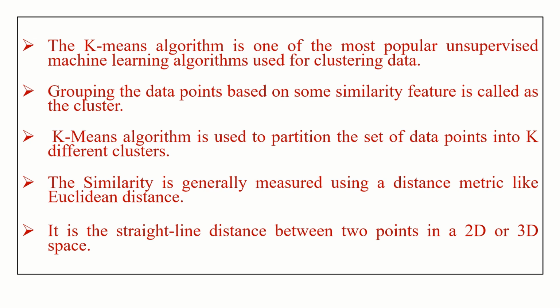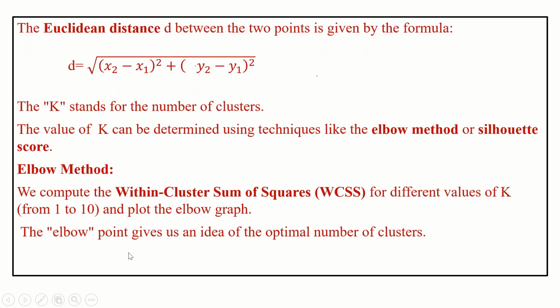The similarity is generally measured using a distance metric like Euclidean distance. It is the distance between 2 points in a 2D or 3D space. The Euclidean distance between the 2 points is given by the formula d equals the square root of (x2 minus x1) whole square plus (y2 minus y1) the whole square.